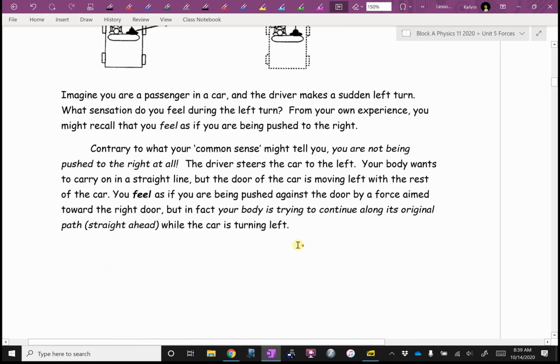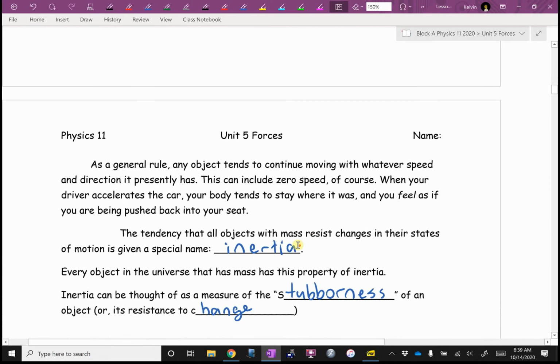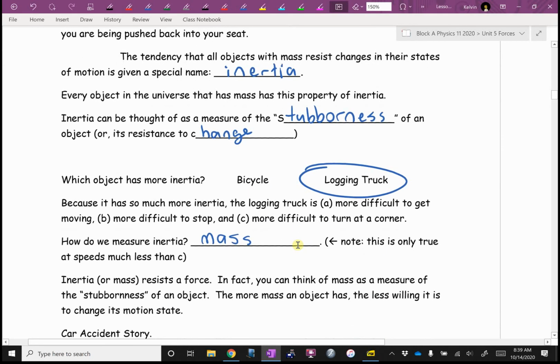We also called it the law of inertia. I said we're going to treat mass and inertia as the same thing. The more mass an object has, the bigger a force you have to apply to get it to accelerate.